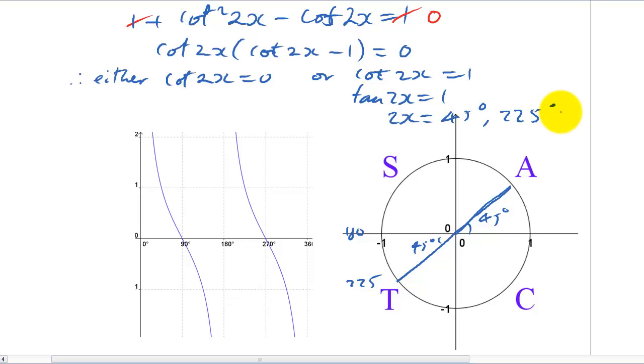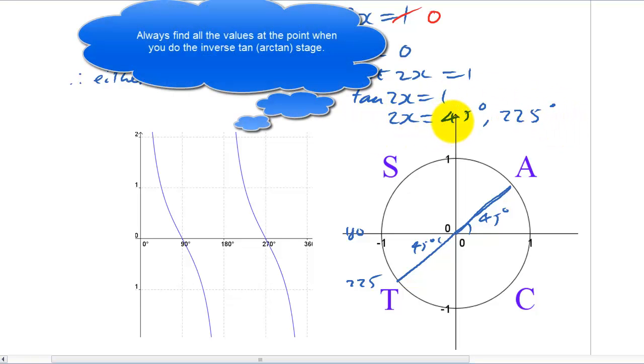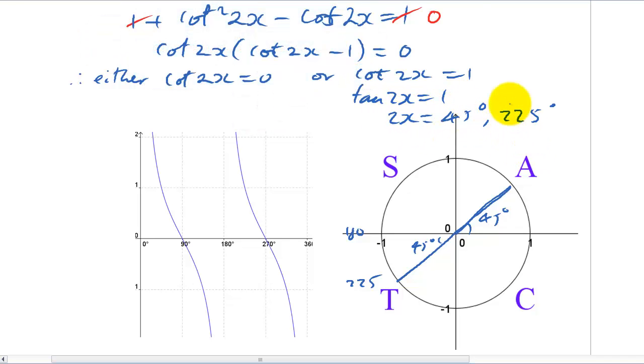Now it's all important you do it at this stage when you do the inverse tan stage, because you know how often tan occurs, right? You know it reoccurs every 180 degrees. And you could just remember the formula to do it. Just add on 180 degrees to every value, and then you divide throughout by 2. So we get that x equals 22.5 and x equals 112.5 from this answer. Now let's go back to cot 2x equals 0.